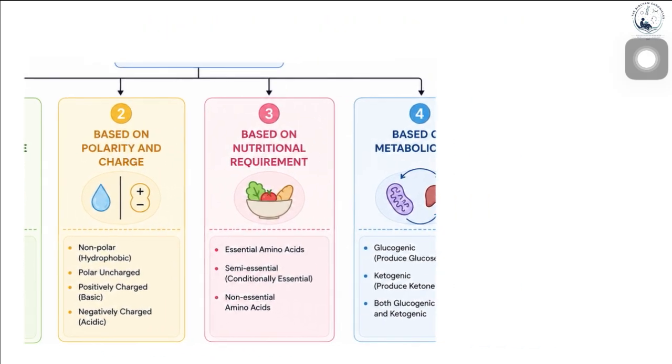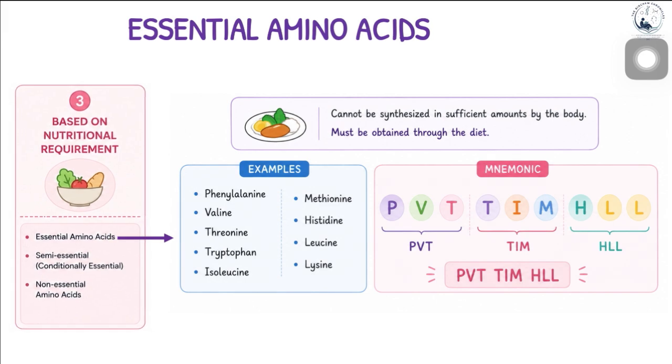So the third classification is based on nutritional requirement. So we completed chemical nature, then based on polarity and charge, and now we go to nutritional requirement. So here again we have essential, semi-essential and non-essential. So essential means it is essential, that is you must obtain it from your diet, that is your body cannot produce it. Okay. So to remember this, remember the mnemonic Private Tim Hall or PVT Tim Hall.